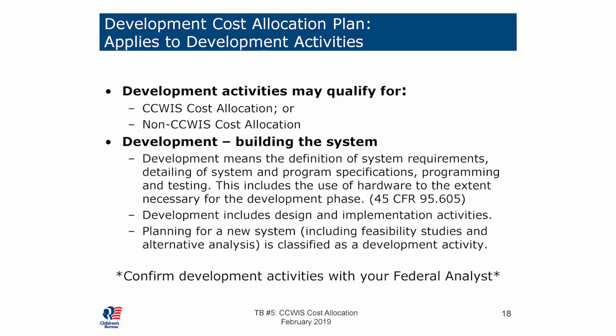Development activities may, depending on factors documented on the automated function list, receive CCWIS cost allocation or non-CCWIS cost allocation. Planning is considered a key step of building a system, so it is a development activity. To avoid confusion, we recommend that you work with your federal analyst to be certain that you have appropriately identified development activities on your APD and in your development cap. Next slide, please.